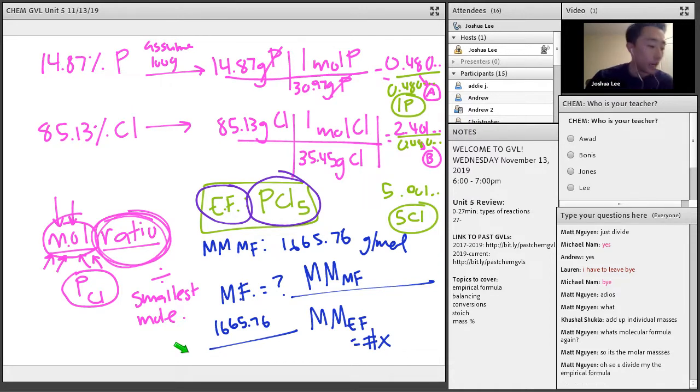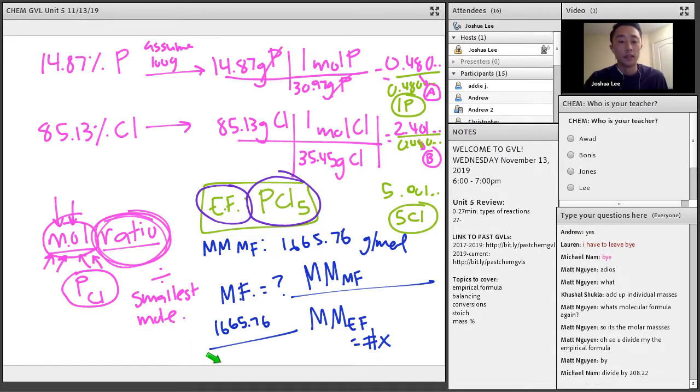So if I add up the molar masses, yeah. So then the molar mass of my empirical formula is 208.22. So now I compare. Hey, this was my molecular formula. This is my empirical formula. How many times bigger is it? This should always come out to pretty close to a whole number. And this one is 5. So that means the actual molecule is 5 times bigger than your simplest formula.